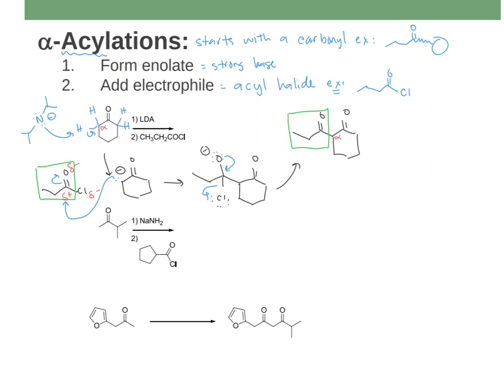Let's look at a second example here. Here I have a small base. So I'm going to go for the alpha hydrogen to make the thermodynamic enolate, which will be on the right-hand side. If I draw what that looks like, we're going to get the anion here.